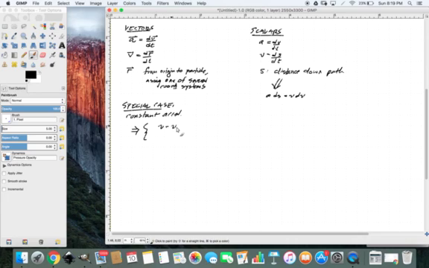V is equal to V naught plus a constant times time. S is equal to S naught plus V naught t plus 1/2 a constant times t squared. And lastly, that v squared is equal to v naught squared plus 2 a constant times (s minus s naught). Okay, very good. So again, the key thing is to remember that these do not hold in all cases. You have to be careful to apply them appropriately.